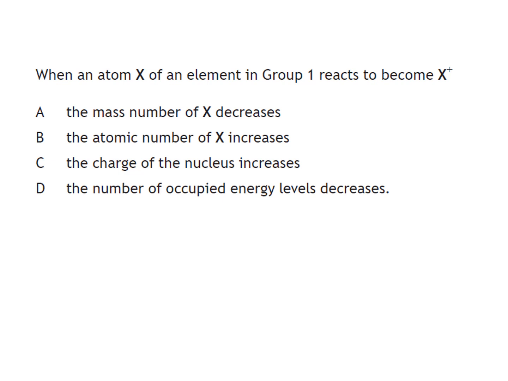And D, the number of occupied energy levels decreases. Well, if it's in group 1, the clue is the group 1 here, then the atom is only going to have 1 electron in its outer shell. If it becomes X positive, that outer electron has been removed, so we have lost an occupied energy level, therefore D is the correct answer. Okay, next question.